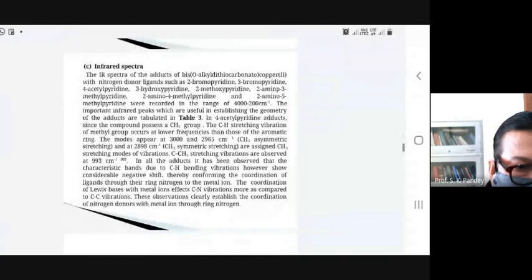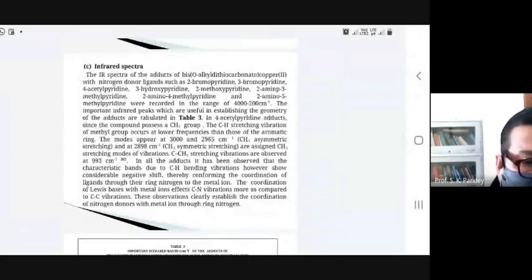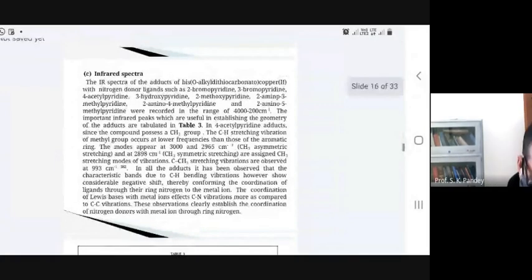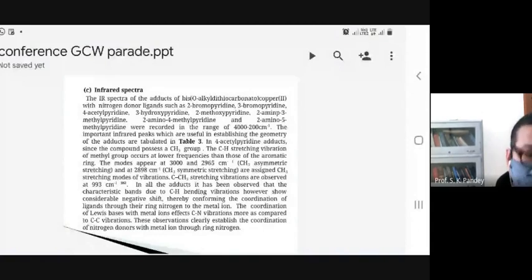Then the third study which I have used for the characterization of the complex is the infrared study. The infrared spectra of these adducts were recorded in the range of 4,000 to 200 centimeters inverse. And the important infrared peaks.